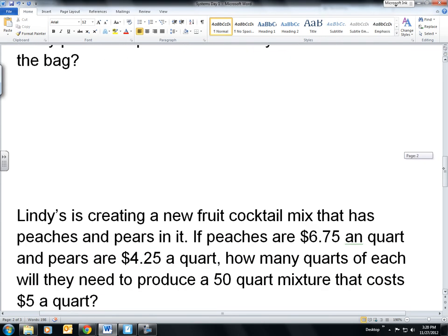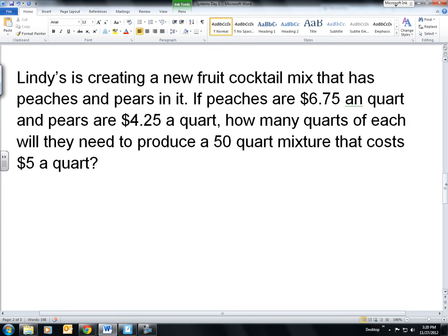The second problem that you have for homework tonight is this one. And again, make sure you're writing the two equations, which are the total weight of the mixture and the total cost of the mixture, and use that substitution method to solve for how many quarts of each, the peaches and the pears, went into the mixture.